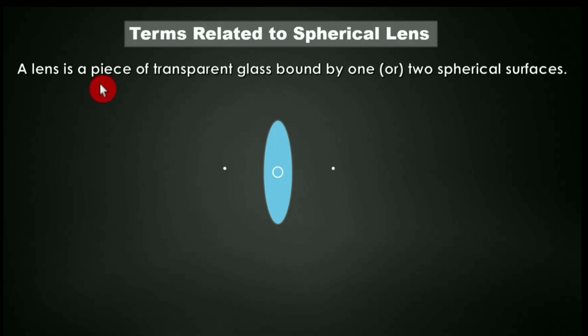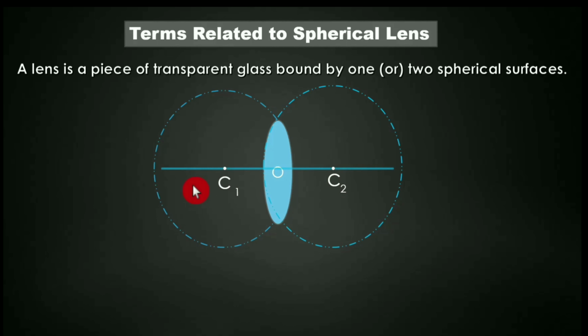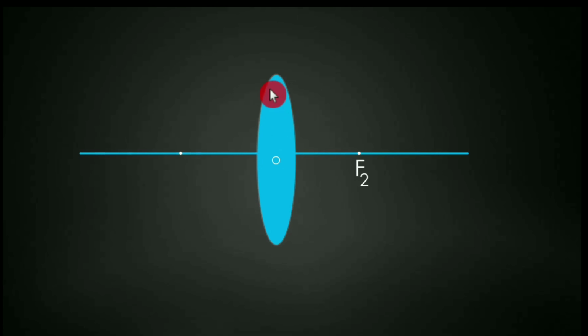A lens is a piece of transparent glass bounded by one or two spherical surfaces. This convex lens is bounded by two spherical surfaces, so it contains two centers of curvature, C1 and C2. And this is the principal axis. The line joining the centers of curvature and the optical center is called the principal axis, just like a spherical mirror.